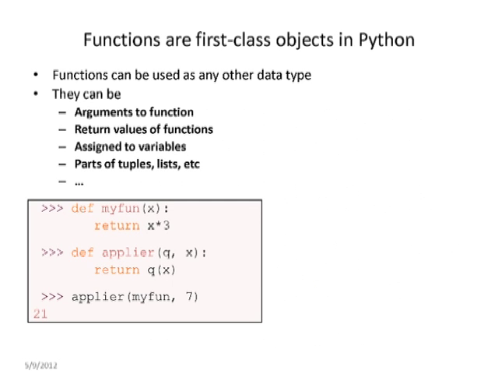Okay, now I've written two functions here. First is myfun and the second is applier. Now the applier is returning q bracket x. It is returning a function. So the argument can be any function also, and it may return a function also.